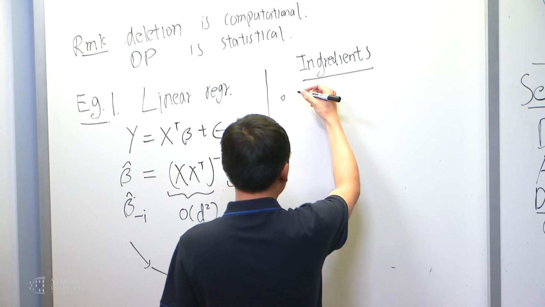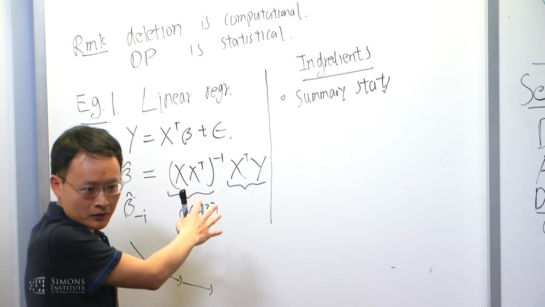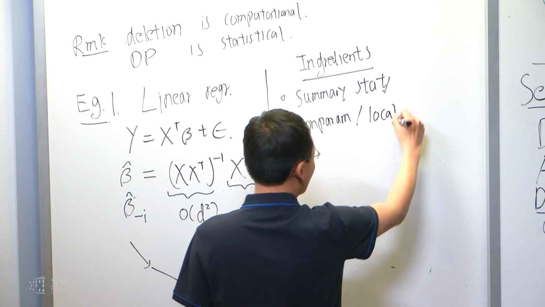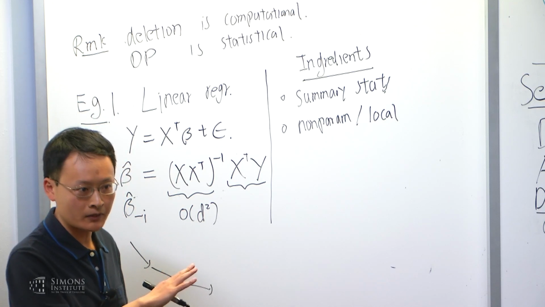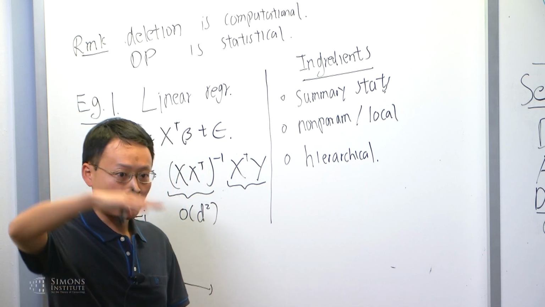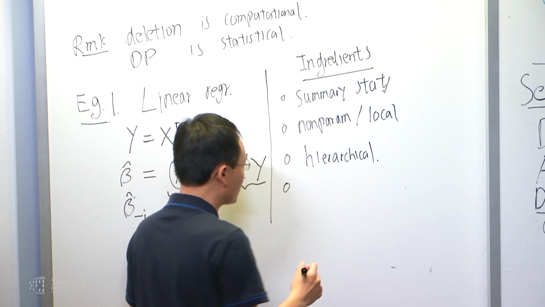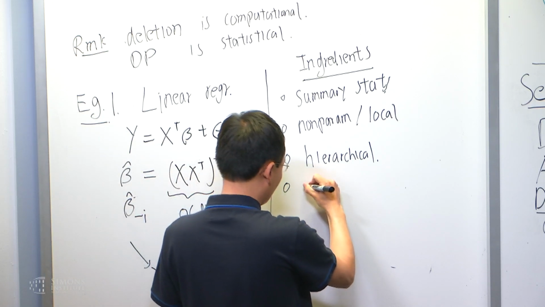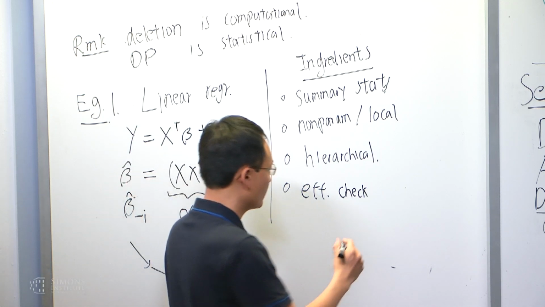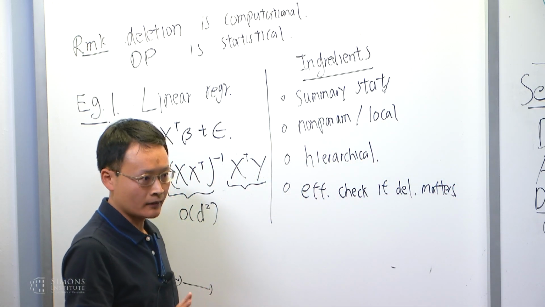So what are things that are easy to work with? If you have useful summary statistics, like in the linear regression case. If you have non-parametric, or in some sense local algorithms, so k-nearest neighbor or kernel regression type methods are non-parametric. If you have hierarchical models, where models use data sets in a hierarchical manner, I'll show you an example of that if there's time, then you can delete things. And the last part, maybe the most interesting, is there are algorithms where you can efficiently check if an exact deletion would actually change the outcome or not. If deletion matters. If you can do this, then we can do this efficiently.